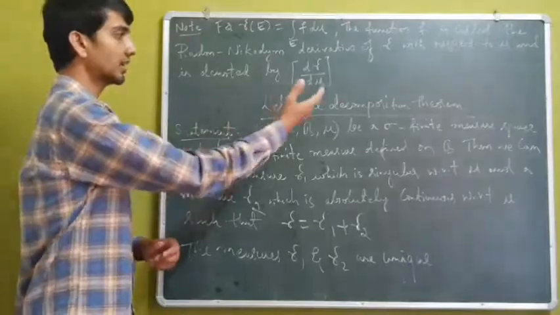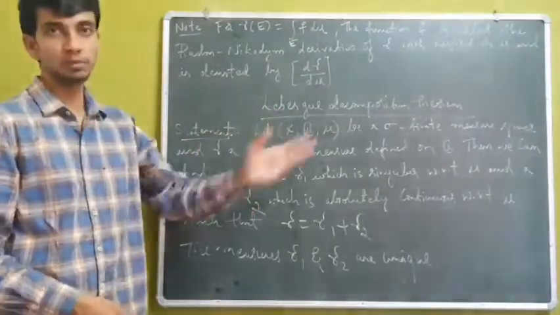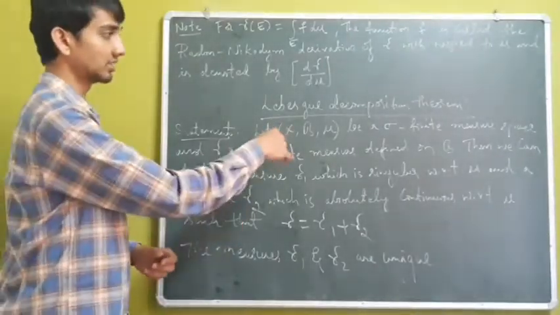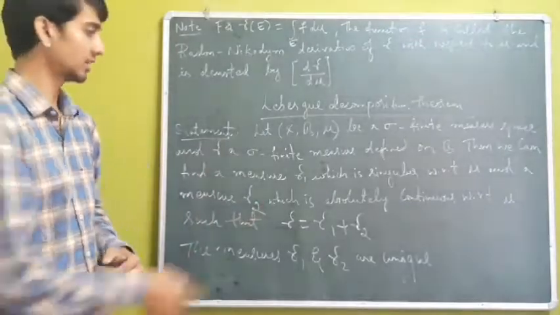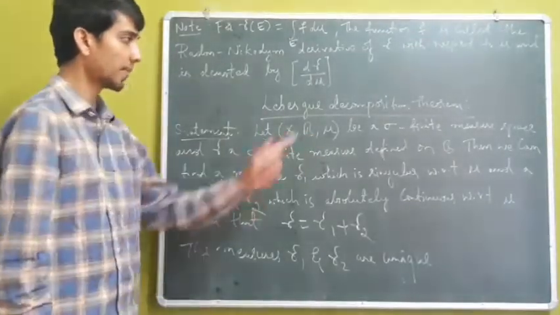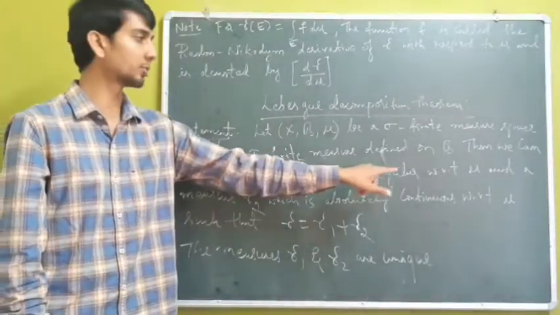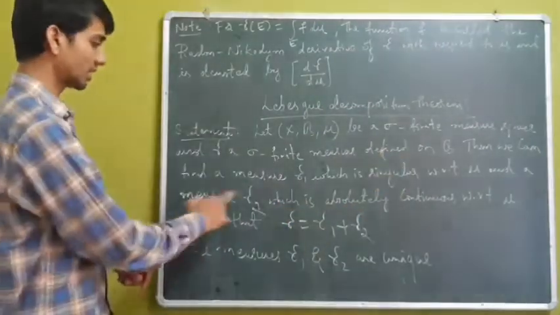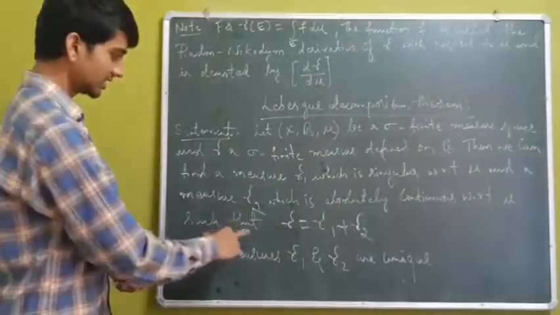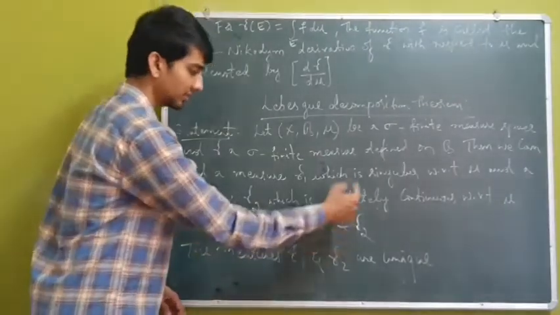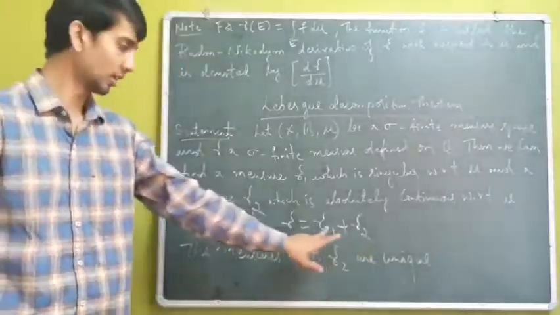It is the Lebesgue decomposition theorem. The statement is as follows: let (X, mu) be a sigma finite measure space, and let gamma be a sigma finite measure defined on the collection. Then we can find a measure gamma 1 which is singular with respect to mu, and a measure gamma 2 which is absolutely continuous with respect to mu, such that gamma is equal to gamma 1 plus gamma 2, and gamma 1 and gamma 2 are unique in this representation.